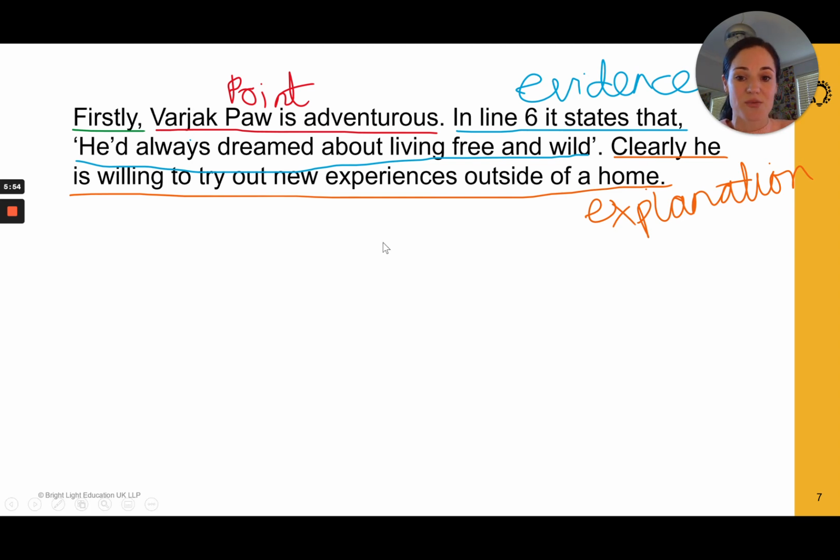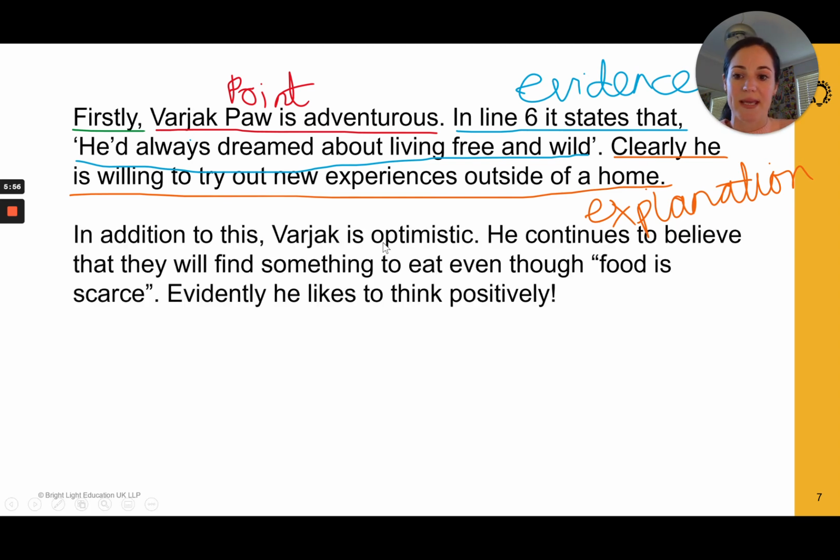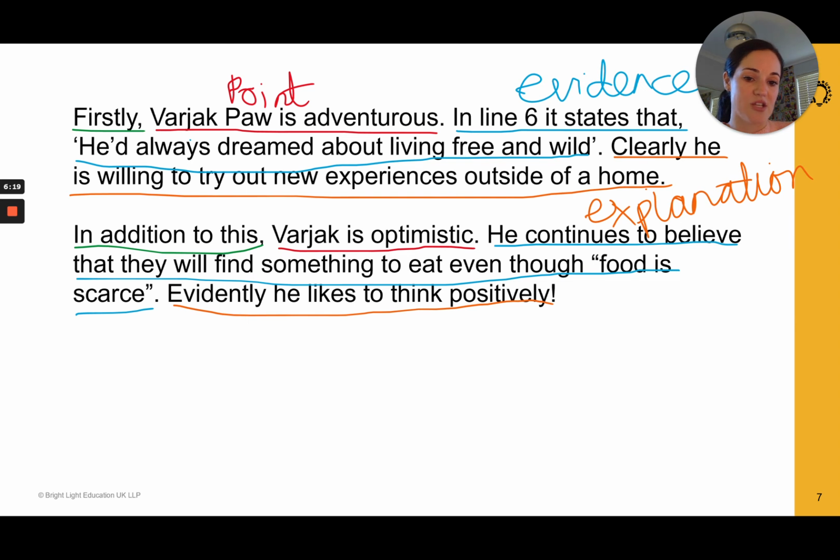I then go on to my next one, my next PEE. In addition to this, Varjak is optimistic. He continues to believe that they will find something to eat even though food is scarce. Evidently, he likes to think positively. Again, I've got my nice connective to introduce my second point. I've got my point, I've got my evidence, and then I've got my explanation. I've hopefully, so far, got 4 marks, okay? 2 for that first one and 2 for that second one.